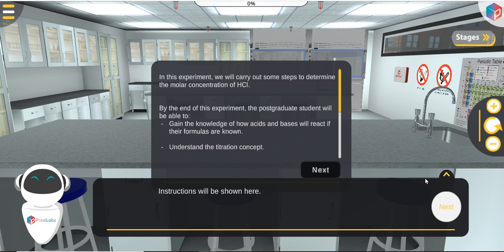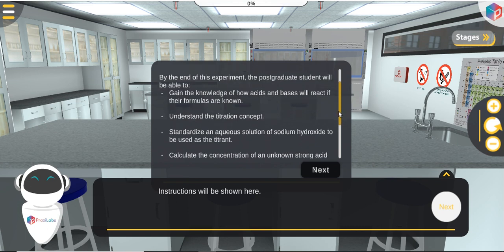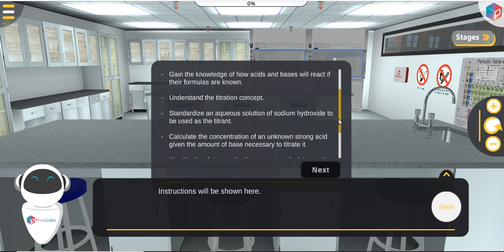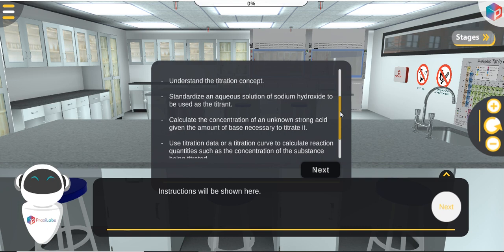In this particular experiment, these are the goals: gain knowledge of how acids and bases react if their formulas are known. Another one is to understand the titration concept. Another one is to standardize an accurate solution of sodium hydroxide to be used as the titrant. Take note of this, the titrant here is sodium hydroxide. Then calculate the concentration of an unknown strong acid given the amount of base necessary to titrate it.